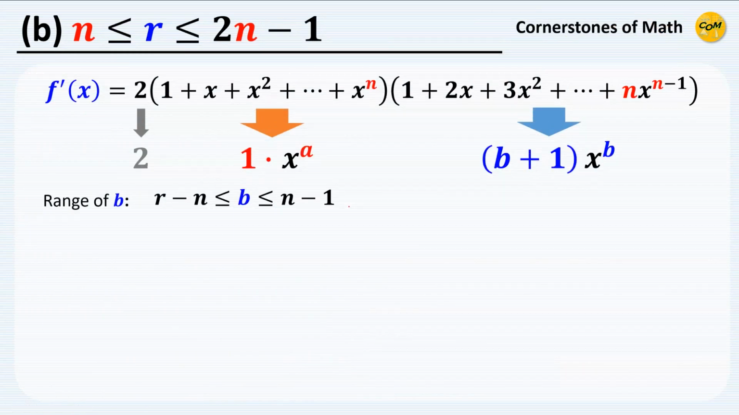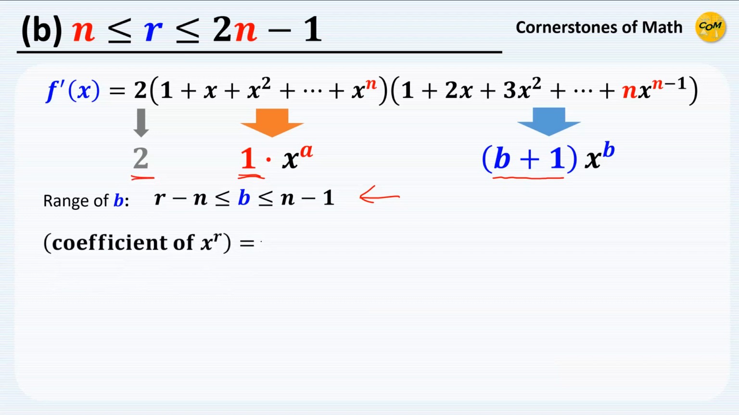And we are almost done. We have this range for b. The coefficient of x to the power of b term is b plus 1. The coefficient of x to the power of a term is 1. And we have constant 2 here. So the coefficient of x to the power of r is given as 2 times the summation of b plus 1. But now b goes from r minus n to n minus 1.